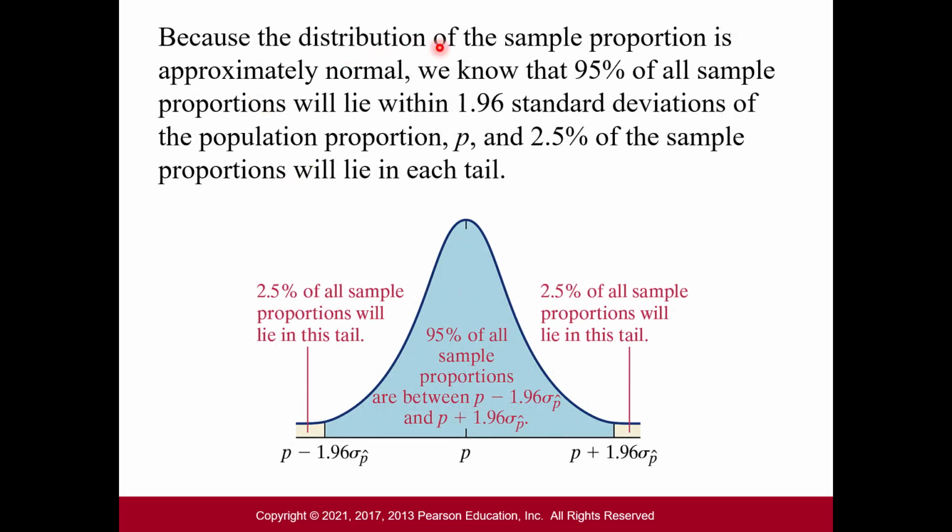So because the distribution of our sample proportion is approximately normal, we actually know that 95% of all the sample proportions will lie within 1.96 standard deviations of p. So just real quick, how we got that. So notice our normal curve here.